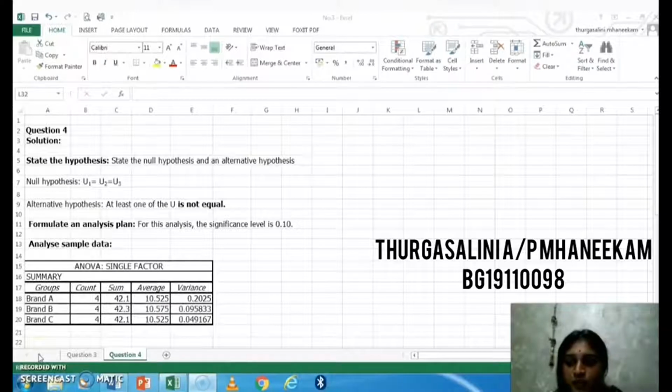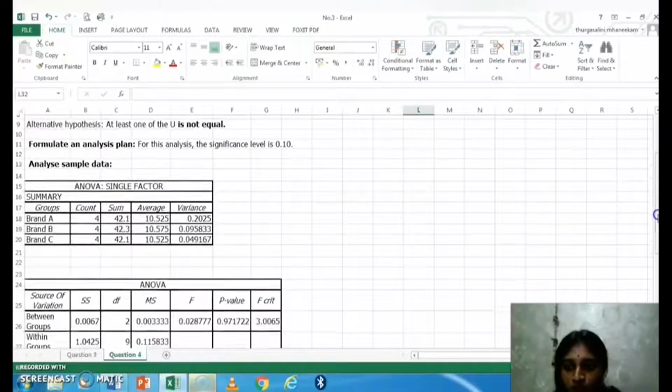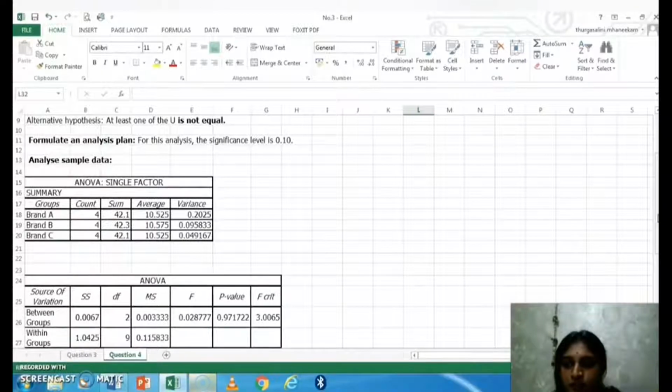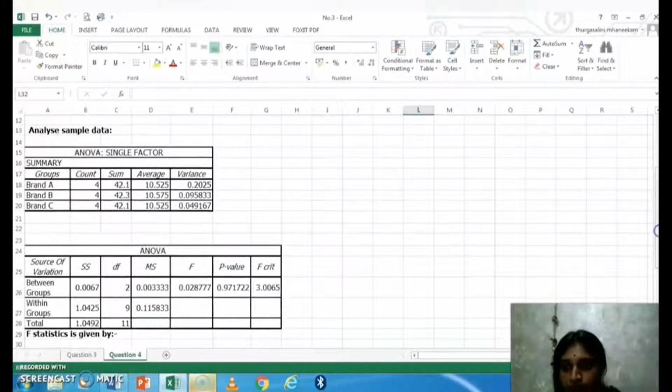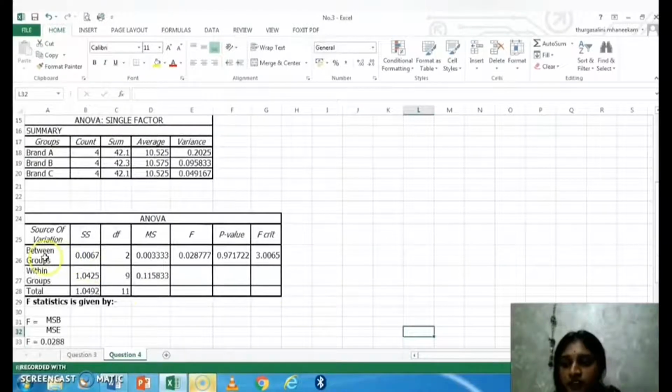So let's take a look at question number 4. So the solution. First of all, we have to state the hypotheses, which are the null hypothesis and the alternative hypothesis. For this analysis, the significance level is 0.10. So this table is the analyzed sample data. And this is the other table, which shows the between group and within group.